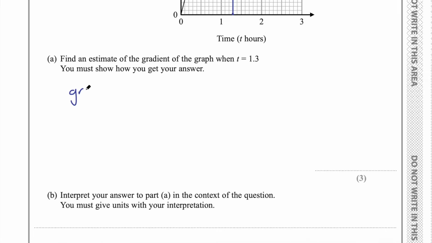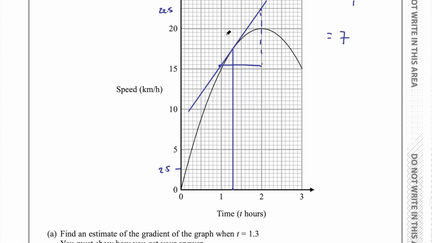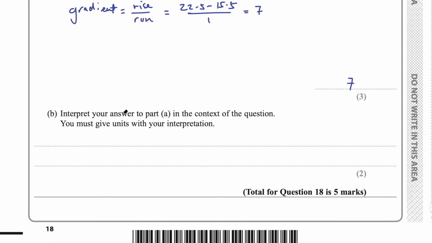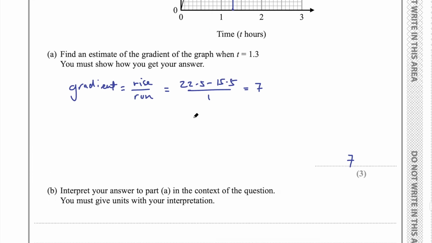So I'm just going to show some working out just to make sure I get my full 3 marks. So my gradient will be the rise over the run, which is 22.5 take 15.5, which is 7. And I'm not really sure what else they'd want to see. I think they'd want to see a line on the graph and then some working out to find the gradient for 3 marks. Part B says interpret your answer to part A in the context of the question. You must give units with your interpretation.